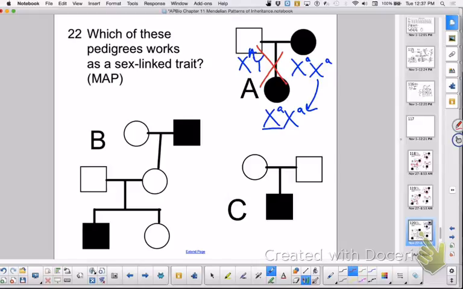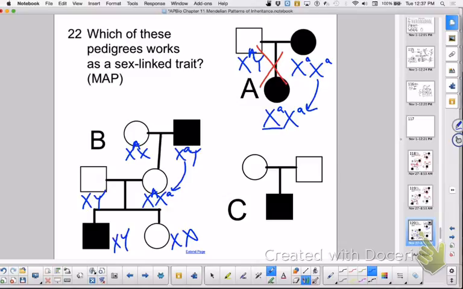Again, start off: you've got a girl, a boy, a girl, a boy, a boy, and a girl. If the dad has the disease, he has a little a. And the mom has at least 1 big A. Do we know what her second letter is? Now they formed a daughter, so we know he gave her a little a. She doesn't have the disease, so mom had to have given her a big A.